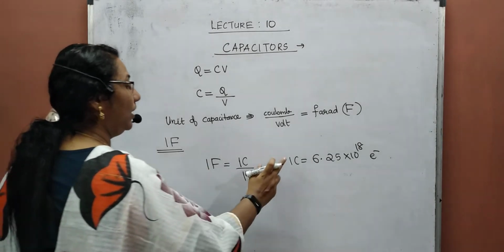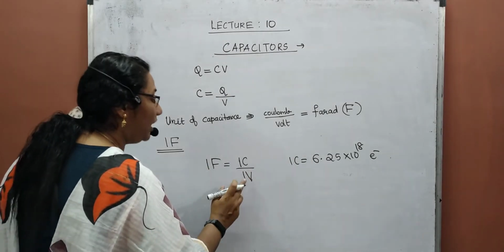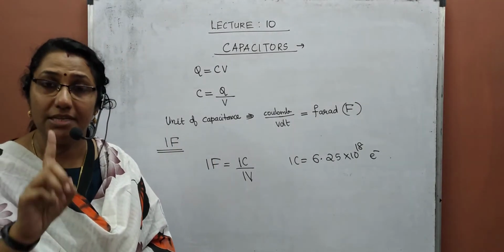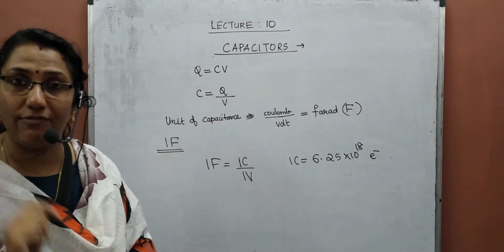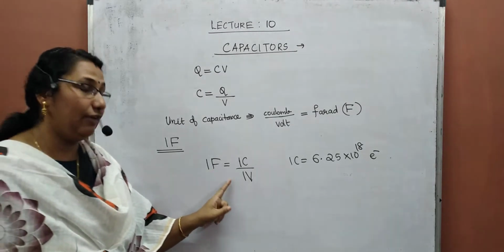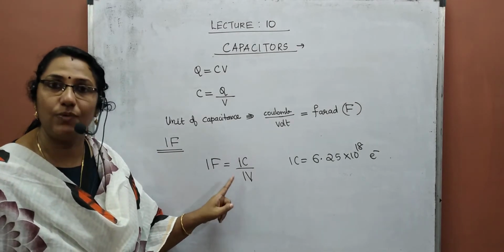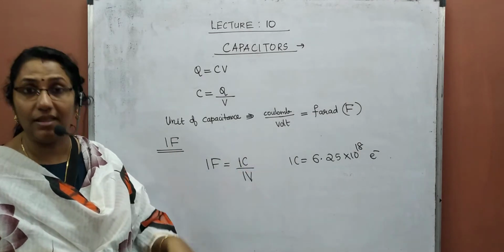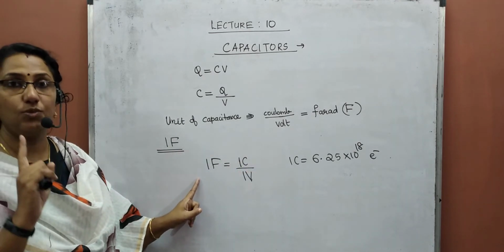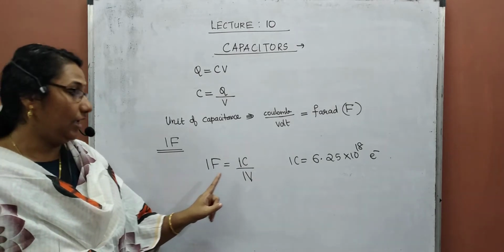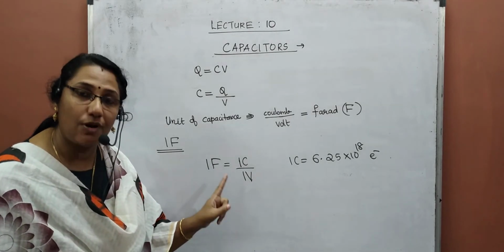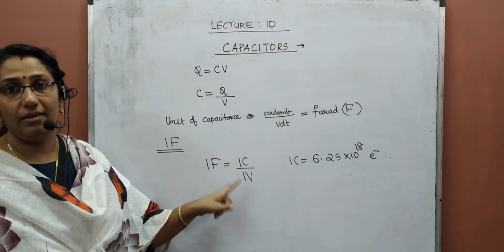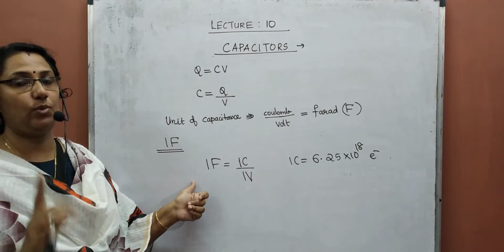Whatever it may be, when this many electrons are transferred when 1 volt potential is provided, then we can say the capacitance of that capacitor is 1 farad. So, how can you define 1 farad? You may write, if 1 volt of potential difference provided to a capacitor stores 1 coulomb of charge in it, then the capacitance of the capacitor is 1 farad. Once more, when 1 volt of potential difference provided to a capacitor stores 1 coulomb of charge in it, then the capacitance of the capacitor is 1 farad.